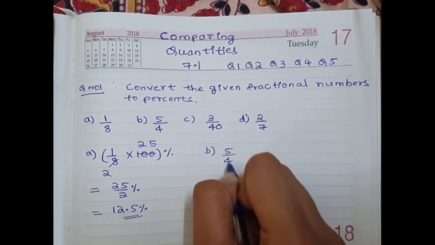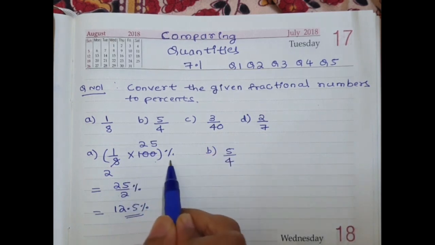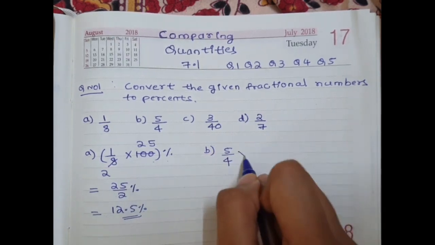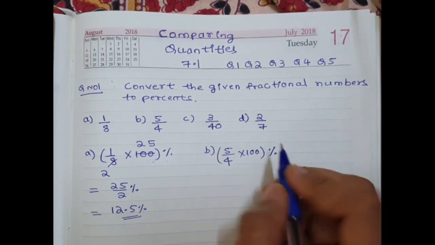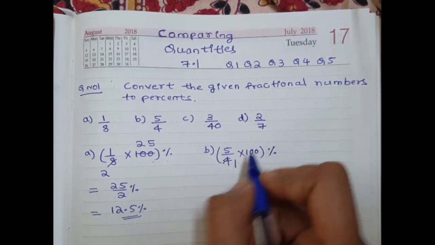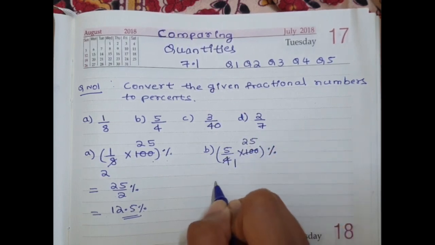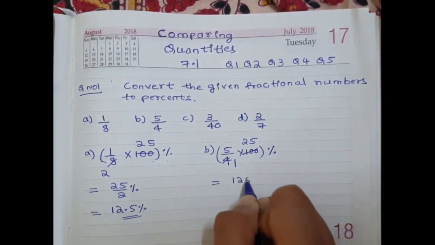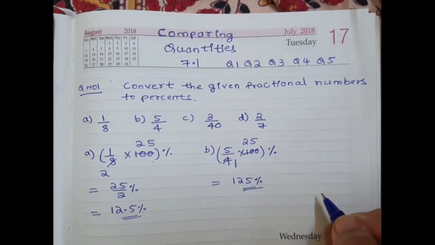Now let us solve for the second one. 5 divided by 4. How to convert this into percentage? Just multiply this with 100 and put a percentage symbol. Now simplify this. 4 1s are 4. 4 25s are 100. 25 into 5 is 125. So the answer is 125 percentage.